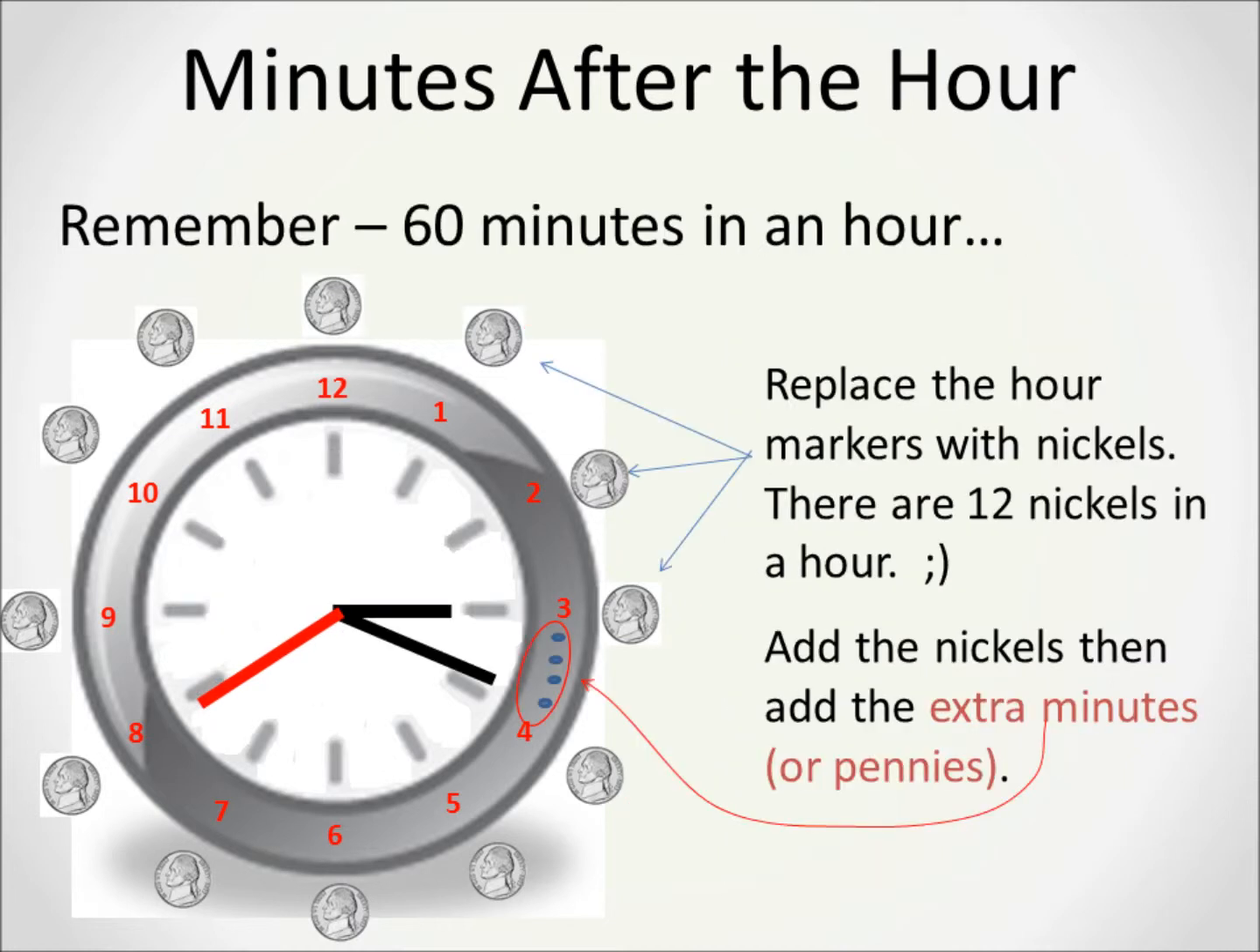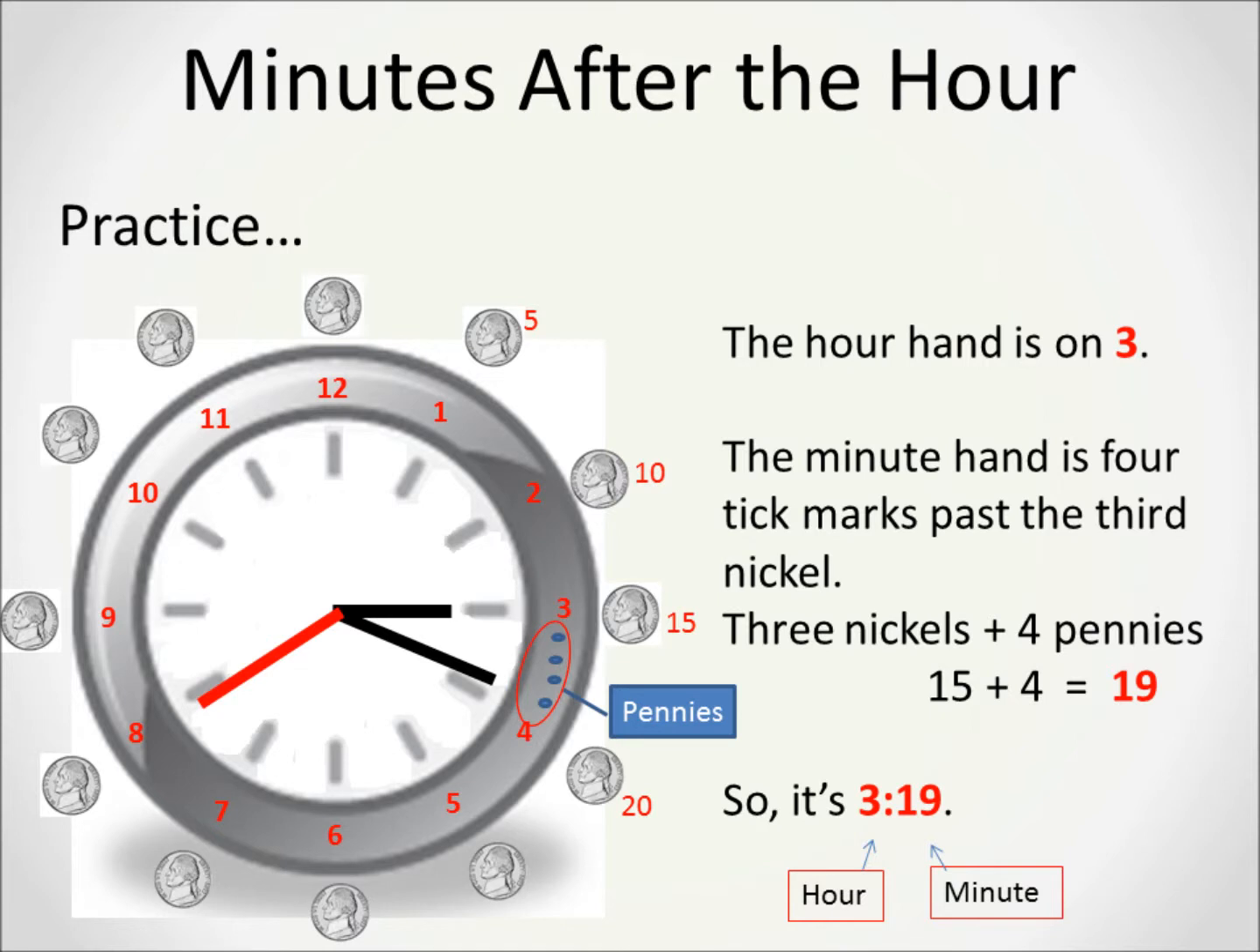Now let's get to how we tell time. Whatever the shortest hand, the hour hand, is on is the current hour. Now to quickly read minutes, replace each hour mark or number with nickels, and then think of the extra tick marks in between the hour marks as pennies, and then just add up your change. Let's review a few practice clocks.